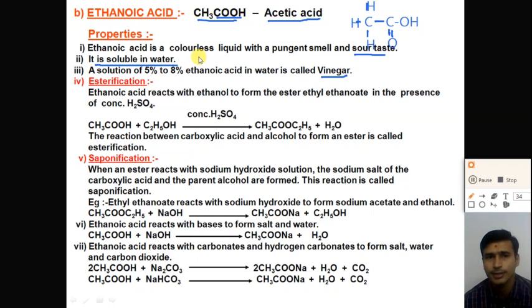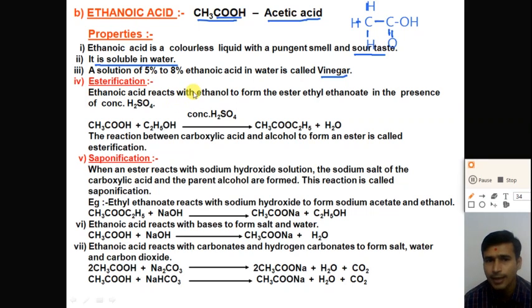Ethanoic acid is a colorless liquid with a pleasant smell and a sour taste, and it is soluble in water. The 5% to 8% solution of ethanoic acid in water is called vinegar. Now, two important words: esterification. What do you mean by esterification? The fourth property is esterification.